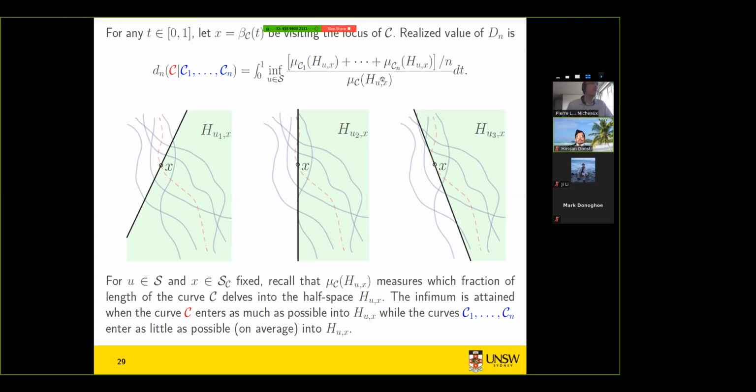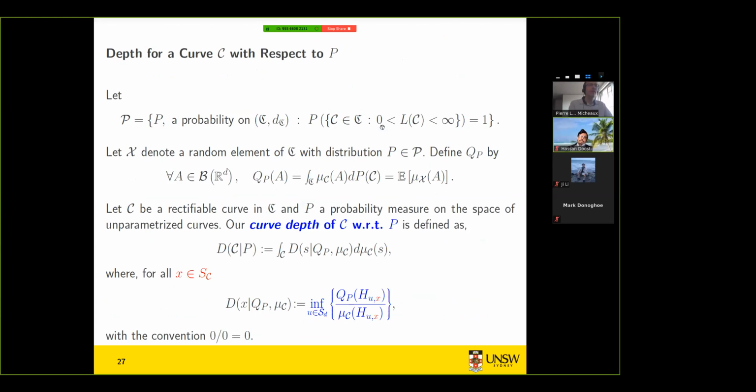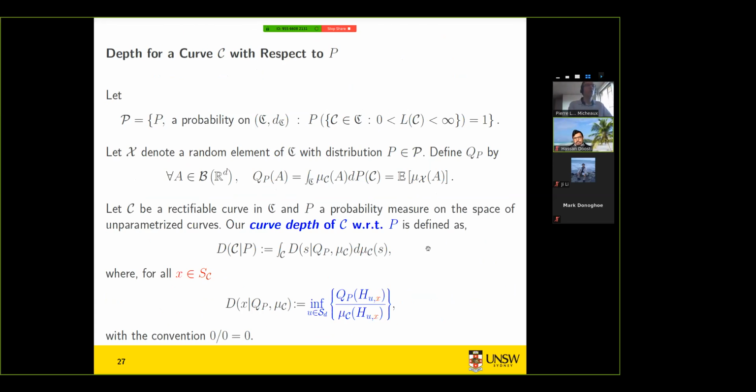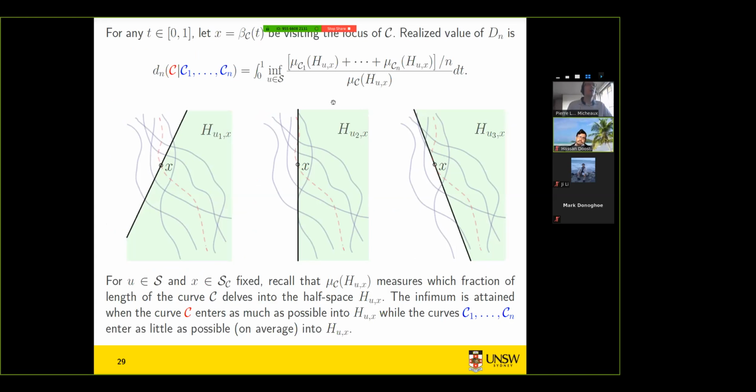Now, what is mu C of H? H is one of the hyperplanes here, right? So for each u here, we got a corresponding hyperplane, and we will consider all the hyperplanes. So let's say I fix this first hyperplane here in green. Mu C of H is just how much the curve C intersects with H. I can go back to this formula I mentioned here. Mu C of A is how much the curve intersects with A, right? So here, mu C of H is how much the curve C intersects with H. So here, the C curve is in red. So how much the C curve in red intersects with H. So this is the fraction of the length of this red curve that goes into this half space. Okay, so this part of the curve.